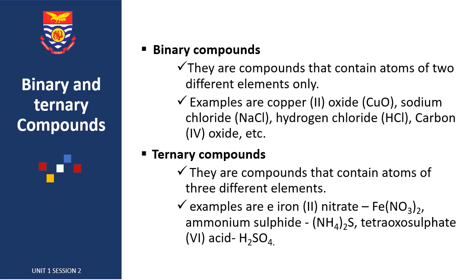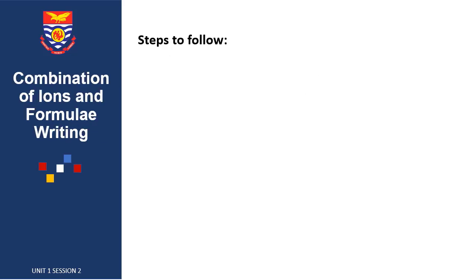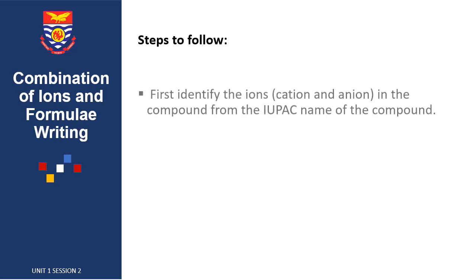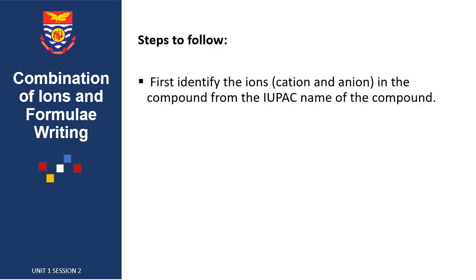There are other examples like tetraoxosulfate(VI) acid, etc. Now we want to look at combination of ions and formulae writing. We want to write chemical formulae, and with that we are going to be combining ions. But what are the steps to follow? One, you should identify the ions in the compound from the IUPAC name. Remember, here we are writing a formula from a name, not a common name, but the IUPAC name.